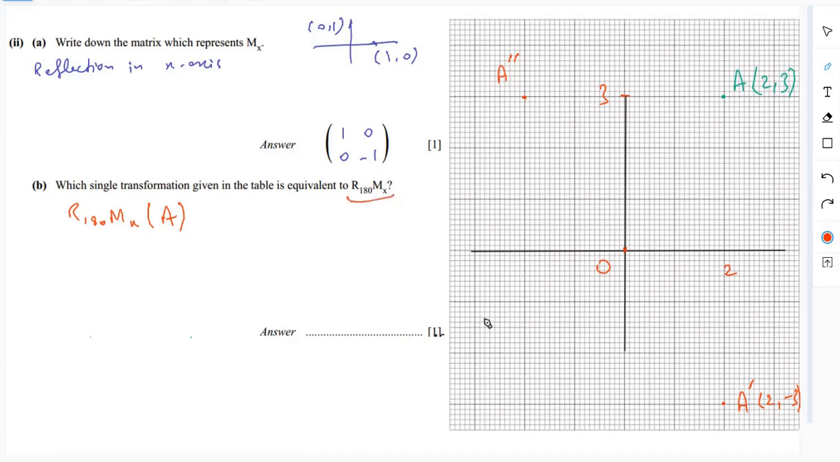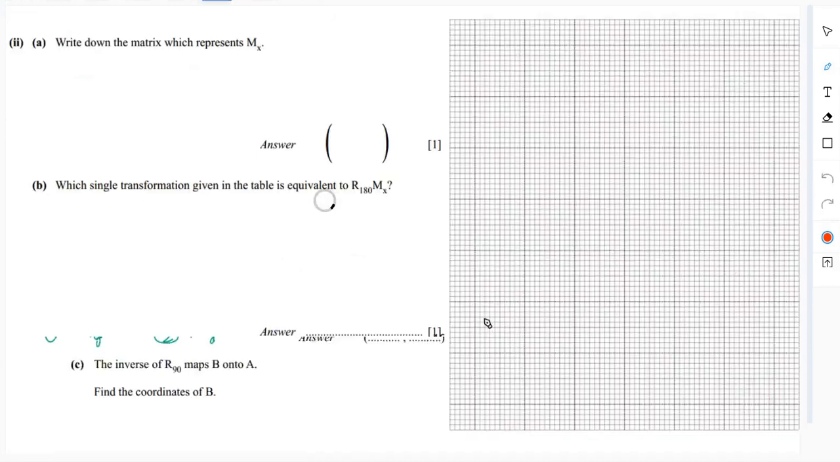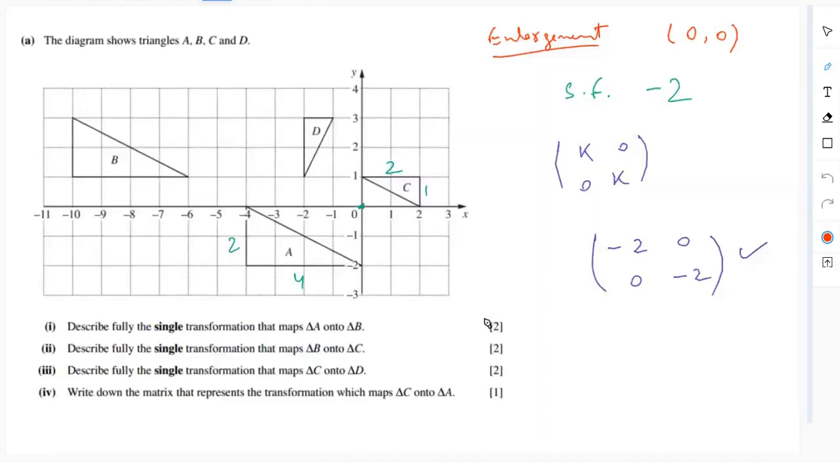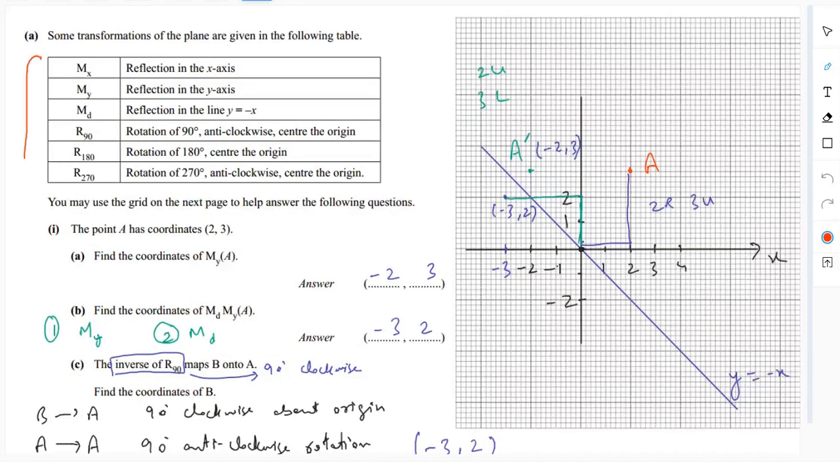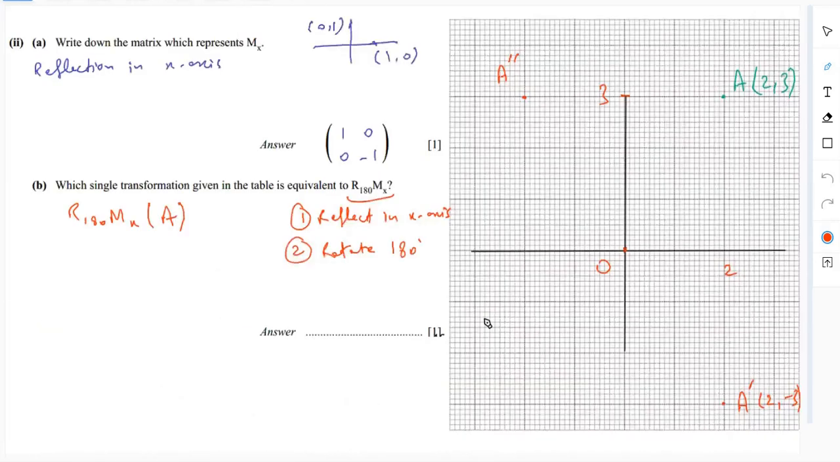So if I were to write this in words, reflect in x-axis, you do that, and then the second thing you do is rotate 180 degrees. That's what this thing means here. It's asking you, what is this equivalent to? Which transformation is this equivalent to? That's already given in the table there that we have. जो ऊपर table दिया हुआ था कहीं पे. Yeah. इस table के अंदर कोई single transformation ऐसी है that achieves the same thing as this thing here.